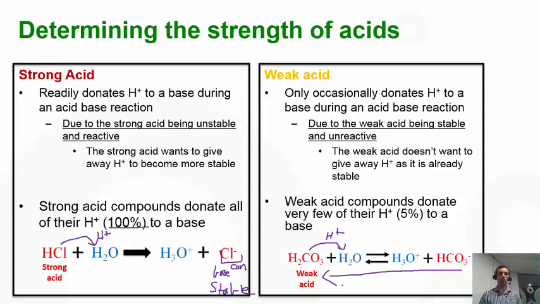What about the weak acids though? Do they become more stable by giving away H+? No, the weak acids are actually more stable if they hold on to their H+. So this is their preference. Roughly 95% of the time, the weak acids won't donate their H+, so they'll retain their H+, and be more stable.